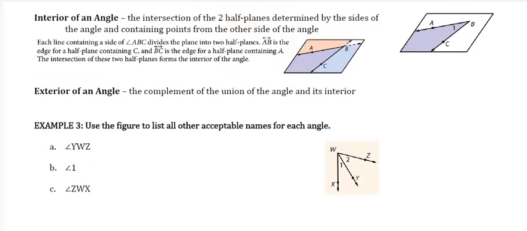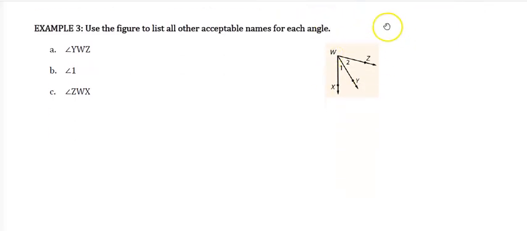Then we have the exterior of an angle. The exterior of the angle is obviously the outside, or it's the complement of the union. So it's everything outside of it. Again, don't overthink it. Let's look at example 3 then.